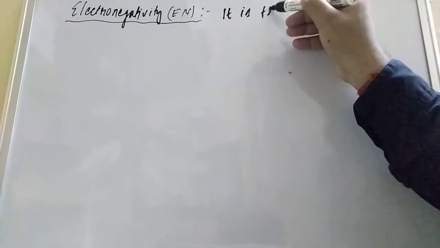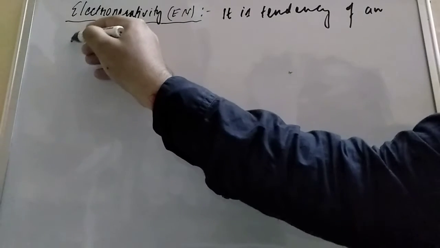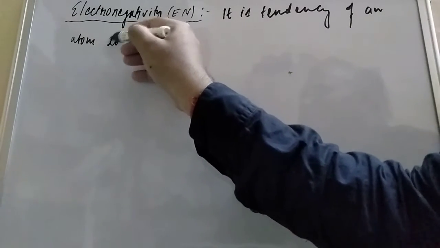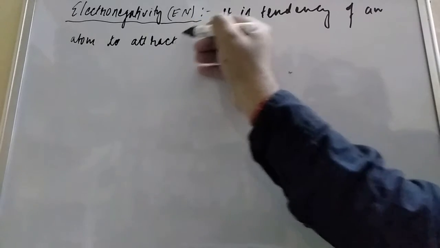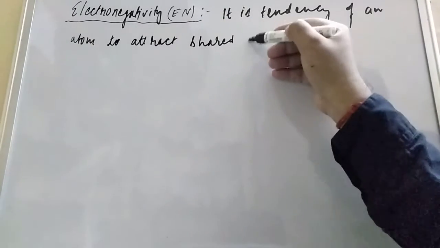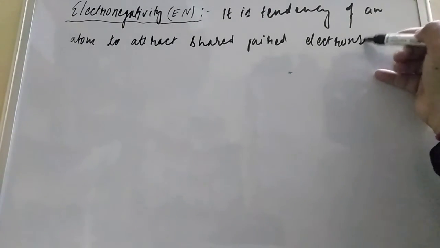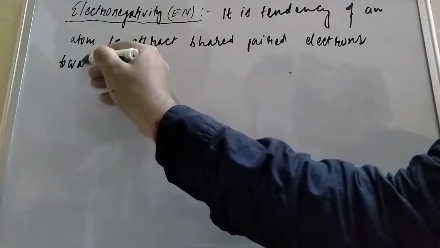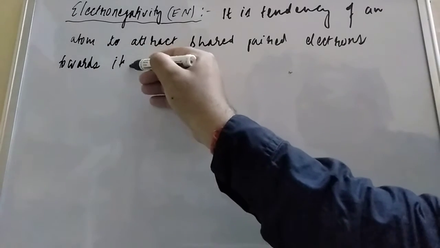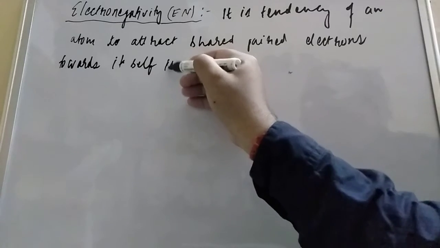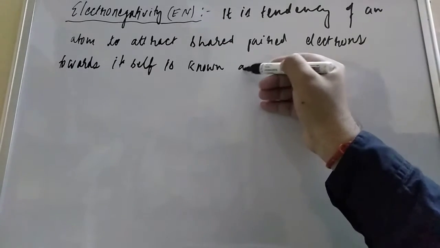I hope it is clear to you. The definition of electronegativity: the tendency of an atom to attract shared paired electrons towards itself is known as electronegativity.